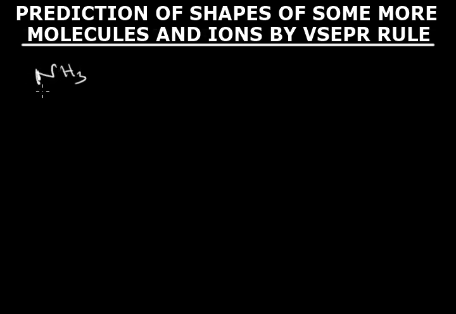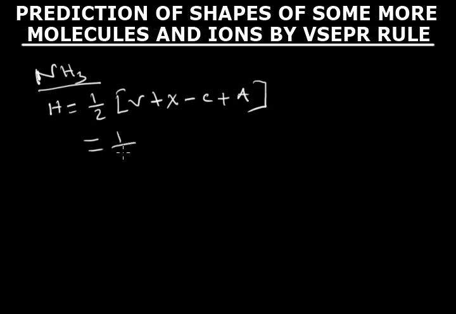In case of ammonia, the central atom is nitrogen, and we know that H is equal to half into (V plus X minus C plus A). Now V is the number of valence electrons of the central atom. Here the central atom is nitrogen and its valence electron is 5. X is monovalent atom. The number of monovalent atoms is 3 and cationic and anionic charge is 0. So H is equal to 4.